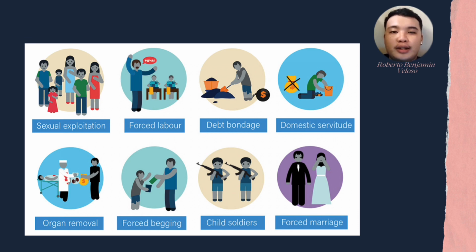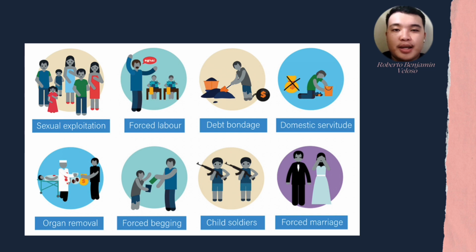Organ removal. It is criminalized in the United Nations Protocol to Prevent, Suppress and Punish Trafficking in Persons, especially women and children. The example is kidnapping. For example, they kidnap a certain person. So there is a possibility that they will sell the person's organs.